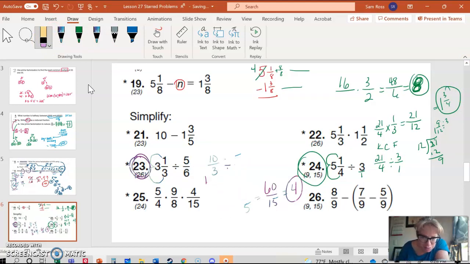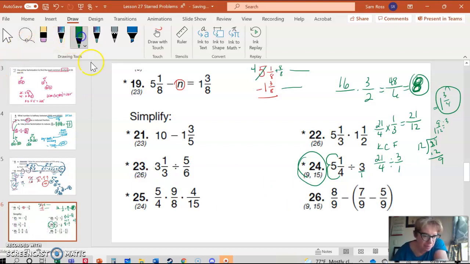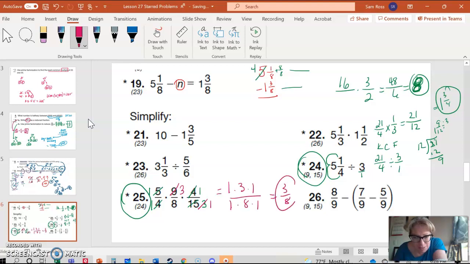I think I can do at least one more, and then I'm going to have to do a part 2 for the last 2. Okay. So on 25, I'm going to go ahead and reduce ahead of time. So 5 goes into 5 one time and goes into 15 3 times. 4 goes into 4 once and it goes into 4 once. 3 goes into 3 once and goes into 9 3 times. So I have 1 times 3 times 1 over 1 times 8 times 1, which is 3/8. All right, I'm going to stop this, and then I'll start at 26 for part 2.